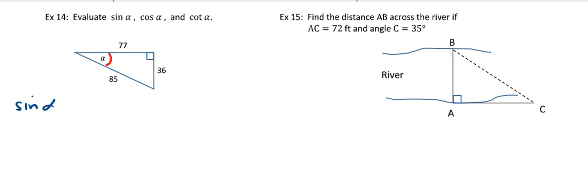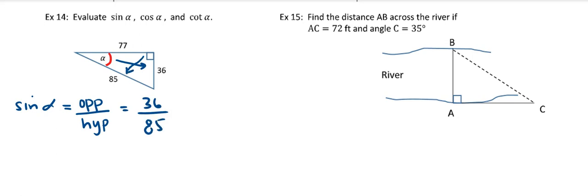Sine of alpha. Remember, we are looking at the side that's opposite of alpha over the hypotenuse of the triangle. So if you look at the side that's opposite alpha, that is 36. And the hypotenuse is the side that's opposite the right angle. We have 36 over 85. And that's usually good enough as far as ratios are concerned. If you'd like, you can see if the fraction reduces in your calculator, but it does not. So let's just leave it in ratio form.